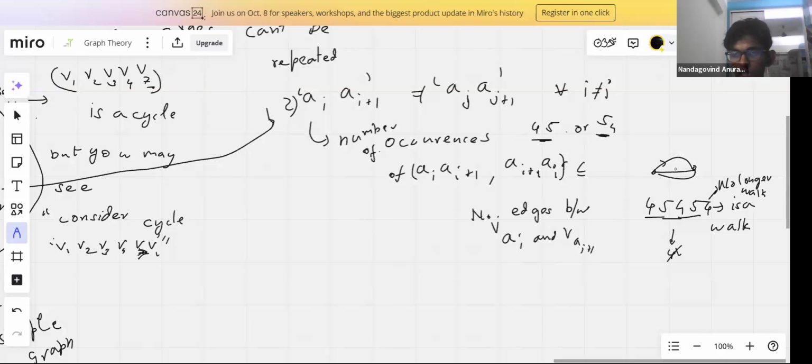Visually, if you want to think about it, you go from 4 to 5 the first time, then you go 5 to 4, and then you go 4 to 5, and that's 3. But now, if I want to go back from 5 to 4 again, I literally have no edges left.